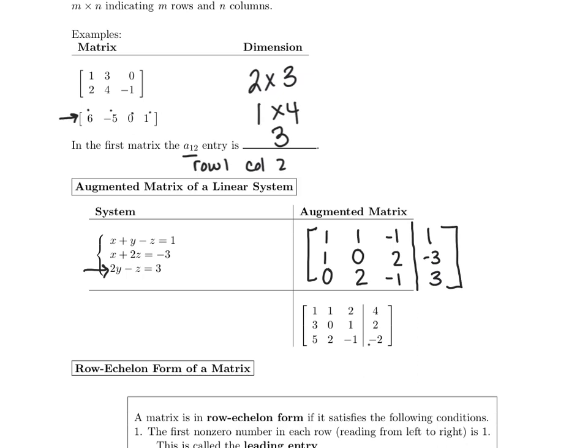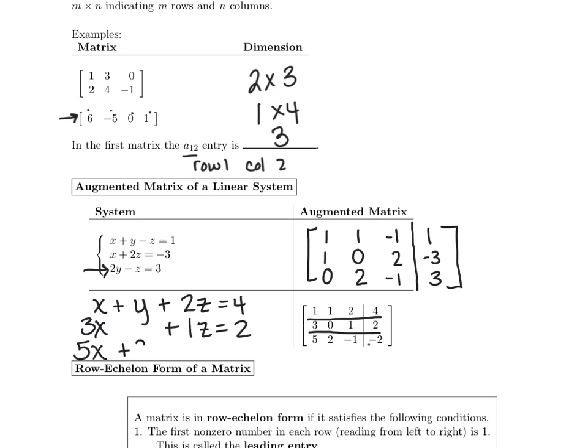Now we're going to work backwards in this next one. We're going to write the equations out. This represents the first equation: 1x plus 1y plus 2z is going to equal 4. Then we go to the next row: 3x. If you want to put 0y, you can, but you're typically not going to see it. Plus 1z equals 2. And then 5x plus 2y minus 1z equals negative 2. So that is writing the augmented form of a matrix.